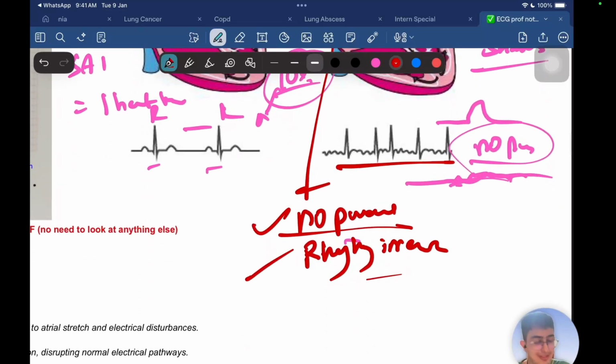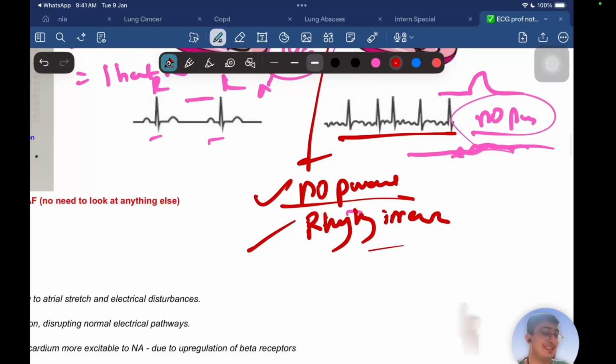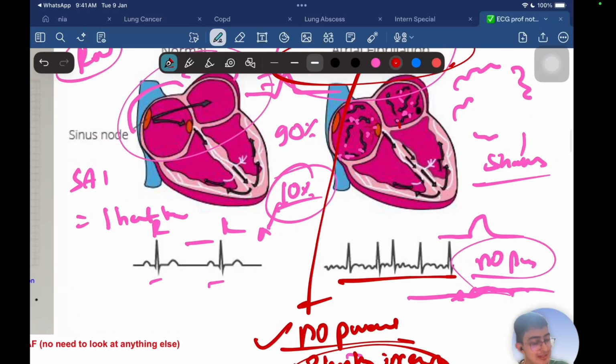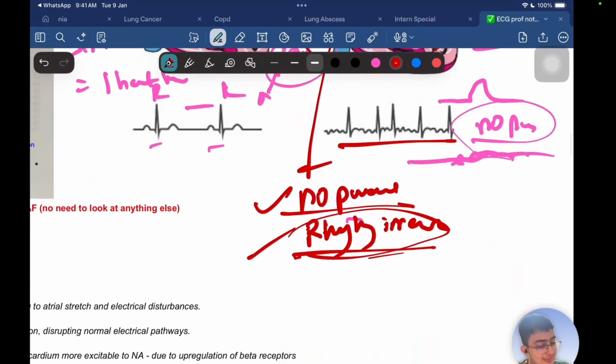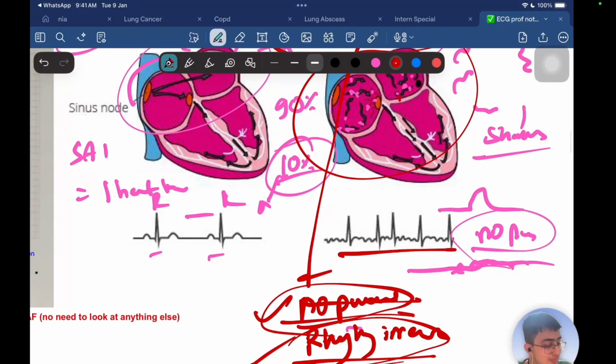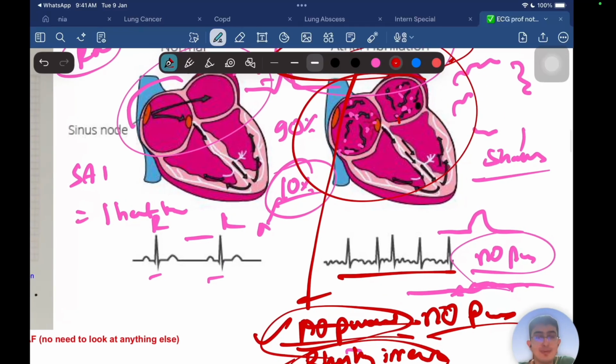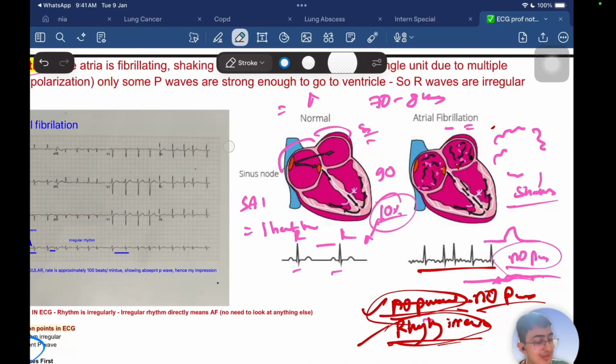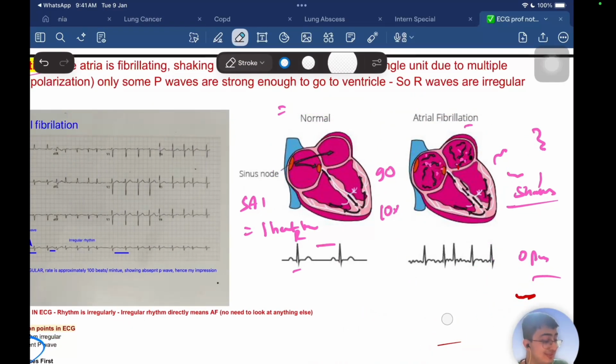If someone asks you, which no one will ask you, you just have to tell it in the exam as you memorized it. But if someone asks you why the rhythm is irregular, can you tell? You can give a nice story like this. And if someone asks why there is no P wave, you can say because there is atrial fibrillation, so there is no proper atrial depolarization, and it's not contracting as a single unit. That's why there is no P wave. Very nice. So now you know everything about atrial fibrillation.